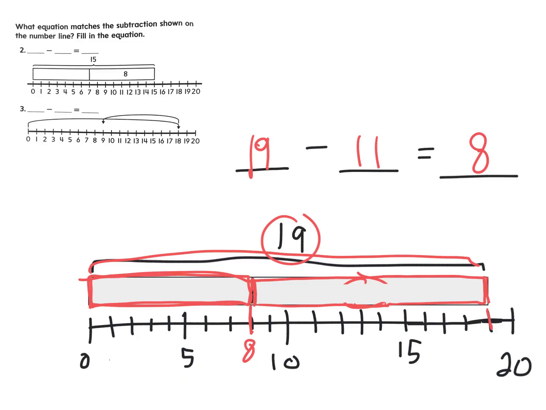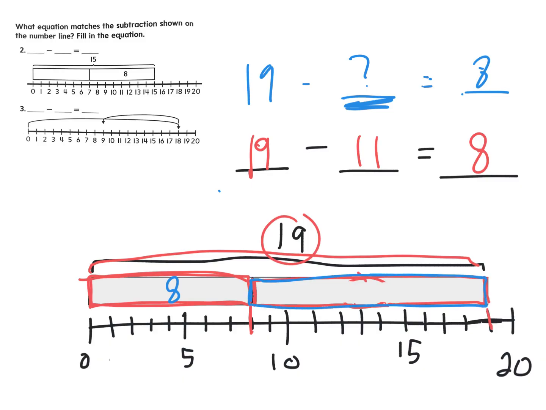We might also see problems where the numbers are switched. Okay, so where we're given this number, so we still have the 19, and now we don't know what the subtrahend is, that's the missing piece, and we're given the difference. So it's just the same idea. We need to find out what the other part is.